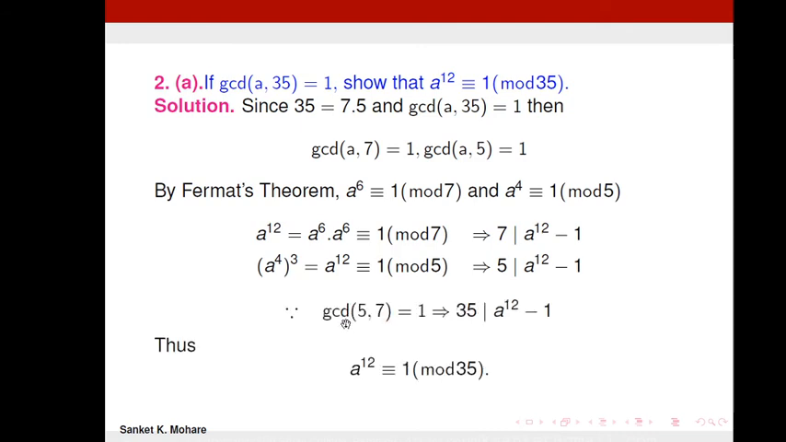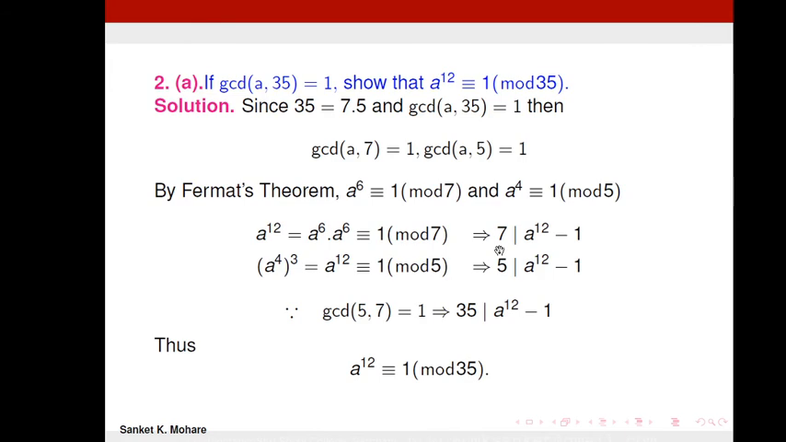Now since GCD of 5, 7 is equal to 1, this implies 35 divides a to the power 12 minus 1. Why? Because there is one corollary we discussed already in earlier videos.